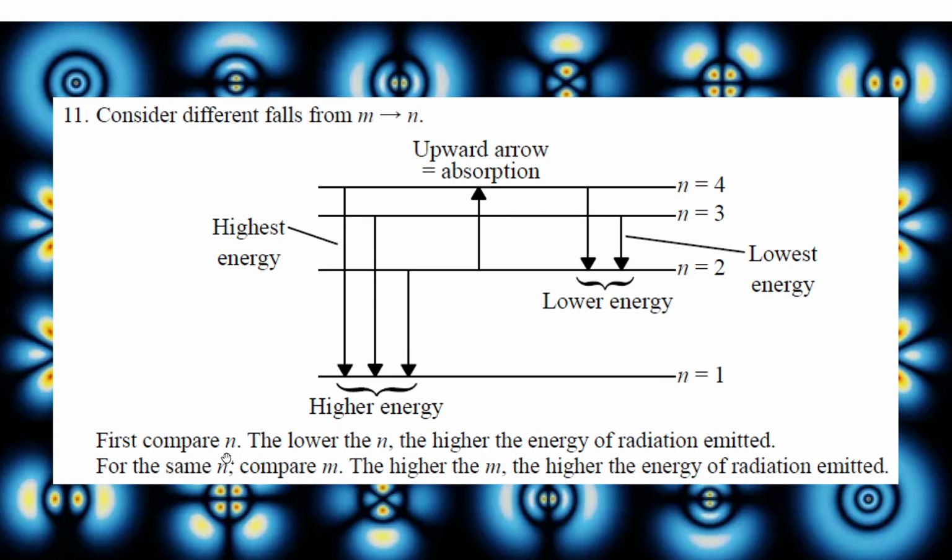If n is the same, then look at m. A higher m, of course, gives a higher energy gap. So the highest one is 4 to 1. Look at the diagram and you can see it. Just remember the first gap is the highest.